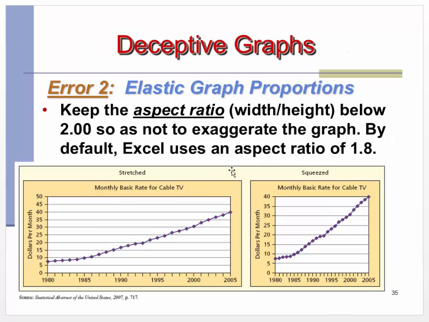Error number 2, elastic graph proportions. Keep the aspect ratio, that's the width and height, below 2.0 so as not to exaggerate the graphs. By default, Excel uses an aspect ratio of 1.8. You can see this one is stretched and therefore it's more flat. This one is squeezed, therefore it's a steeper slope. Neither is good.